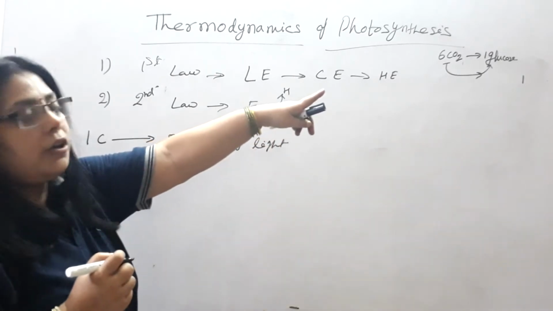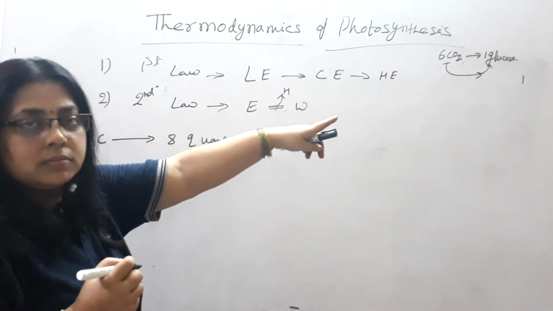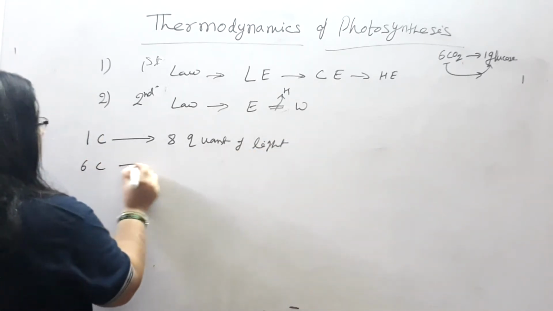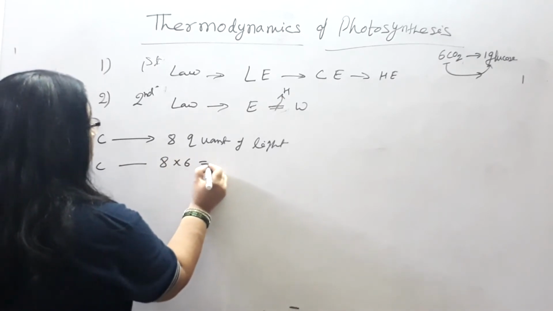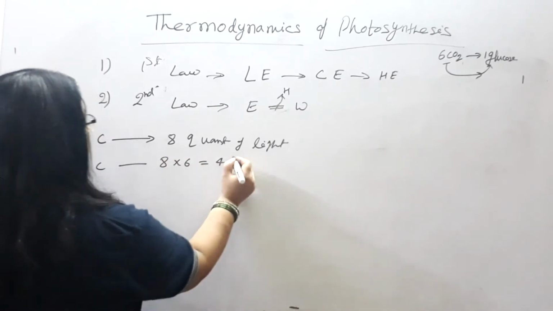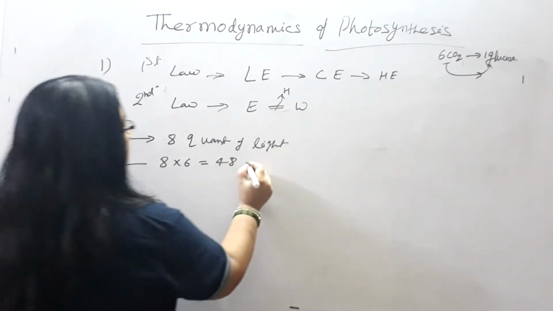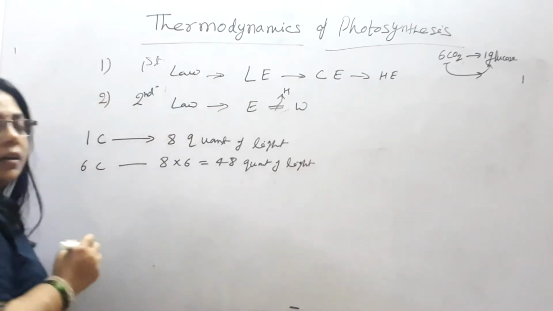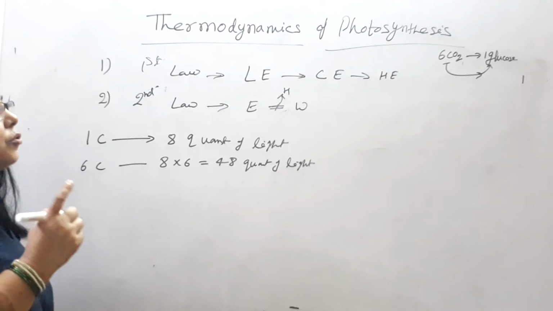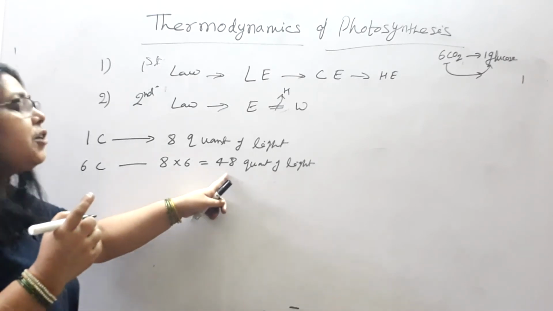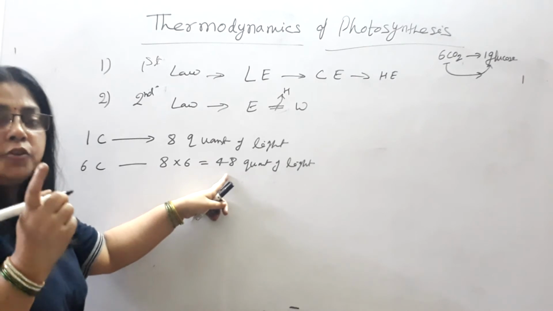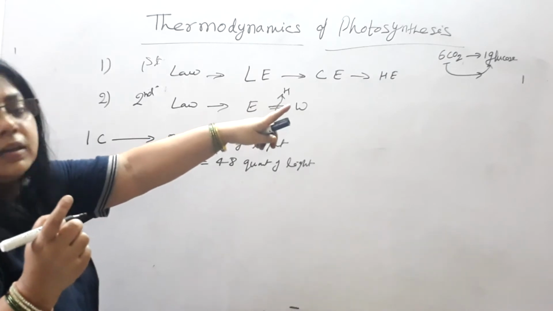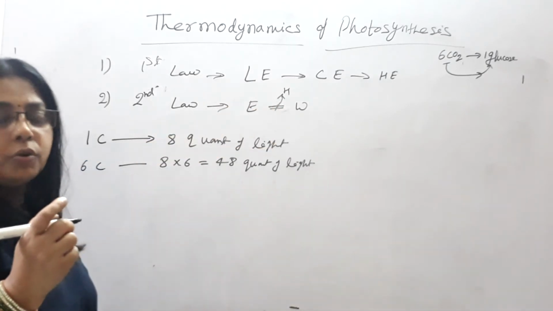Then glucose has 6 molecules of carbon. So 1 molecule of glucose requires 8 into 6, it means 48 quanta of light. It means 1 molecule of glucose requires 48 quanta of light. After consuming 48 quanta of light, CO2 is converted into glucose molecules.